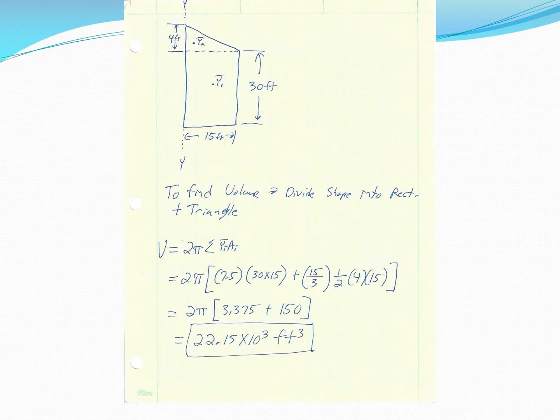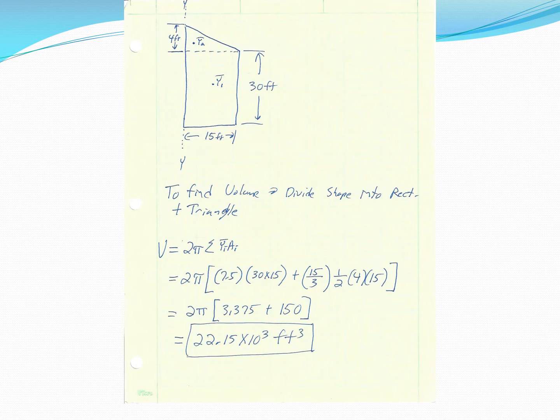So we plug the values in, right? So the first thing that you have is how far you're spinning it in radians, right? 360 degrees is 2 pi radians. And the second part is summing our yi's and Ai's. So if we look at piece number 1 there, the rectangle, right? It's 30 by 15 is the area of the rectangle, right? The y bar would be in the center, so it's going to be 7.5 feet away from the y-axis. That's what you'll notice that I have there for the first term.